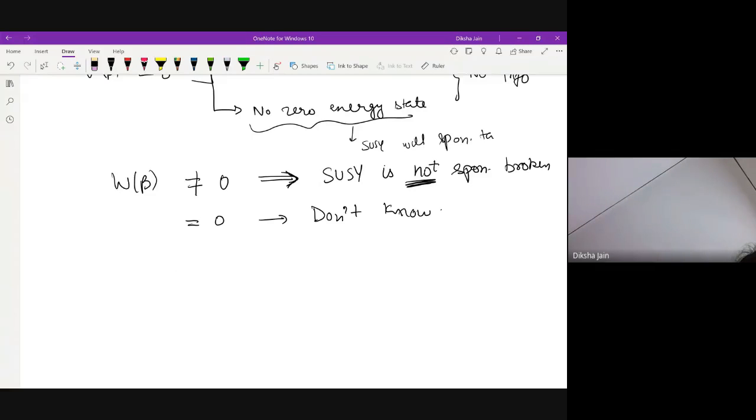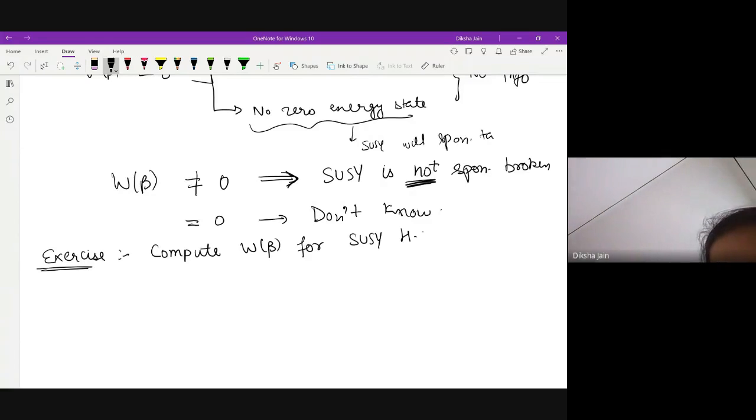As an exercise, I think that's a good thing to do. Compute the Witten index for the supersymmetric harmonic oscillator, because for the harmonic oscillator you know the spectrum, so you can compute this trace. And also compute the Witten index for the fermionic harmonic oscillator. Okay, try to do this. You will find that the Witten index should be, I think, 1, if I'm not wrong, or there's a normalization thing.